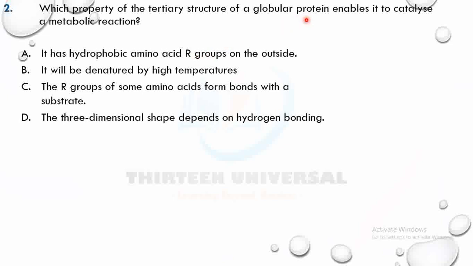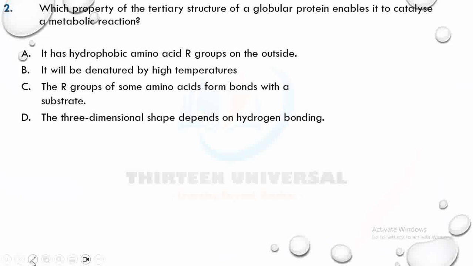But we're talking about enzymes now, right? Option B says it will be denatured by high temperature. This has nothing to do with how the structure gives the enzyme its catalytic activity, and B doesn't explain that. C says the R groups of some amino acids form bonds with the substrate. Yes, this explains it.